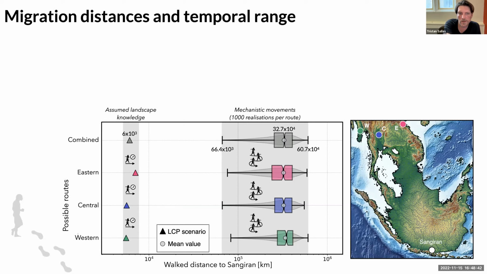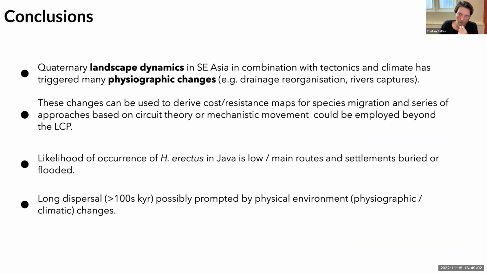What you've got on the left here is the least cost path of about 6,000 kilometers. What we end up with, if you use the random walk and the Levy walker, is something more in the range of 320,000 kilometers. So much, much longer in distance.